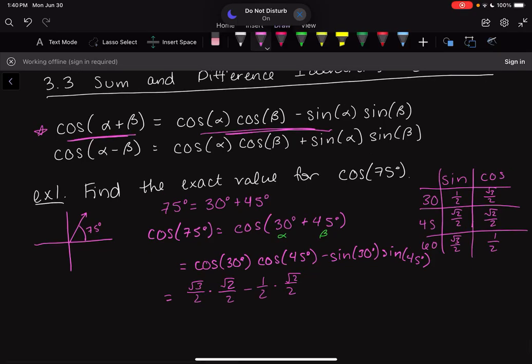Then it's just a matter of simplifying. So I get square root of 6 over 4 minus root 2 over 4, which can simplify to root 6 minus root 2 all over 4.